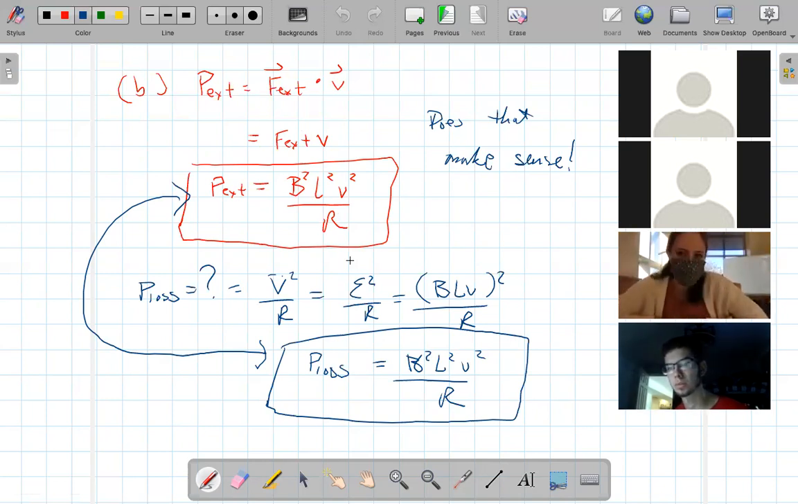Because energy can't be created or destroyed, so you're just having a change of energy, and the total change will equal zero. Exactly. So this is just conservation of energy. Exactly. This makes perfect sense by conservation of energy.